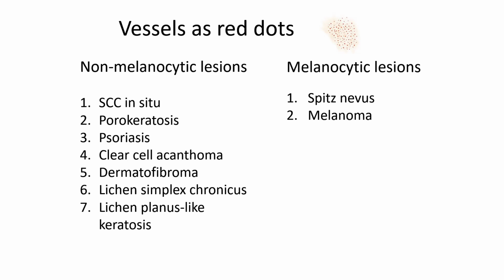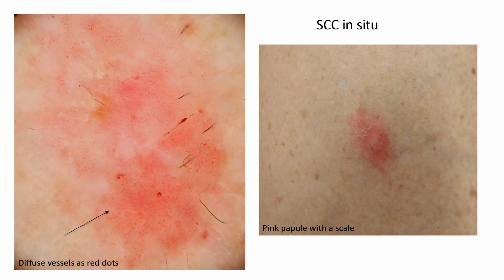Vessels as red dots. These can be seen both in non-melanocytic and melanocytic lesions. The most common non-melanocytic lesions with vessels as dots are usually squamous cell carcinoma in situ and psoriasis. Let's take a look at some examples. Here we have a squamous cell carcinoma in situ, and it's a pink papule with a scale. Dermoscopically, you see these diffuse vessels as red dots.